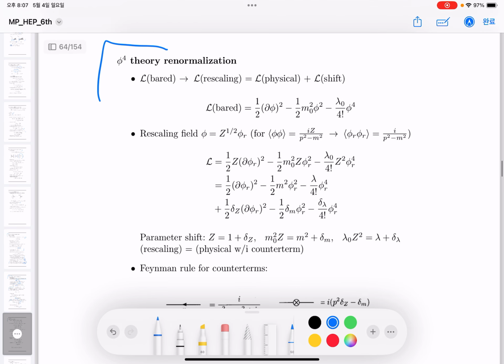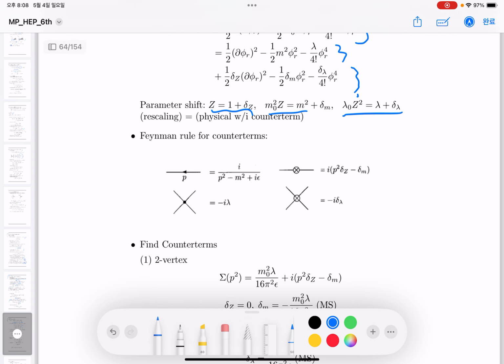So there's one example for the phi to the fourth theory counterterm renormalization. There is a bare Lagrangian, and if we rescale the field with the field renormalization, there is a rescaled Lagrangian, and this can be decomposed into the physical term and the shift term with the counterterm. So there are parameter shifts for the field, mass, and the coupling, and such counterterms are delta Z, delta m, delta lambda.